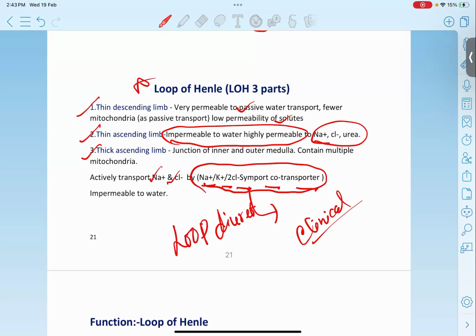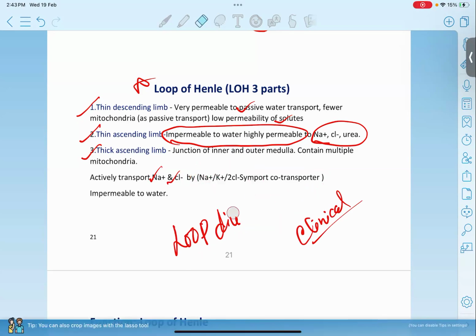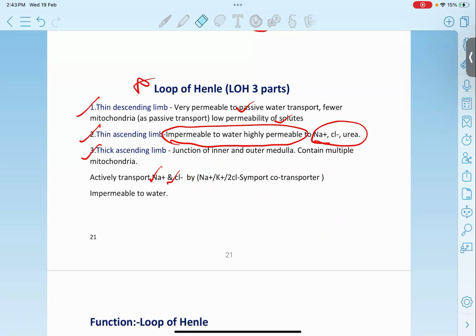Like loop diuretics, what is a loop diuretic? Furosemide is a loop diuretic, right? So this loop diuretic works in this channel. It blocks this channel. So they can either give you a question with a clinical correlate, or they can ask you about the name of the channel.